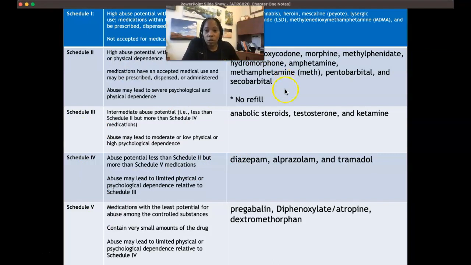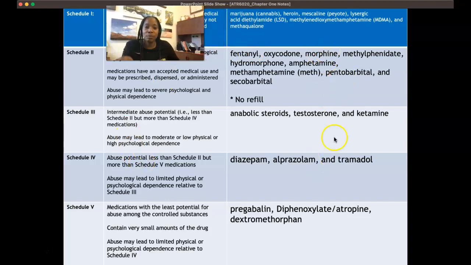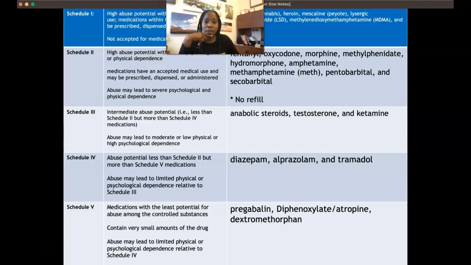So what do we need to know about the schedules? We need to know the potential for risk, right? We need to know how high the risk is for abuse, psychological dependence, physical dependence, and you need to know some basic key drugs in each of these areas. So an exam question might be, anabolic steroids is considered to be what schedule of a drug? 1, 2, 3, 4, or 5.